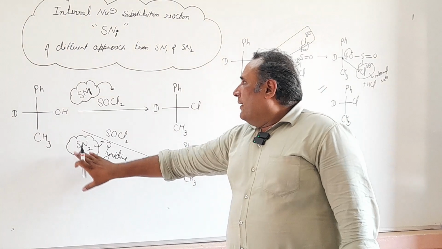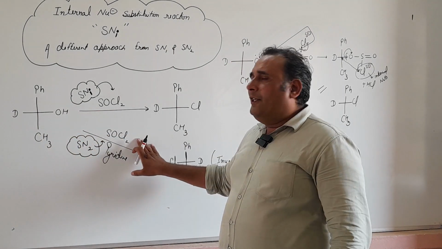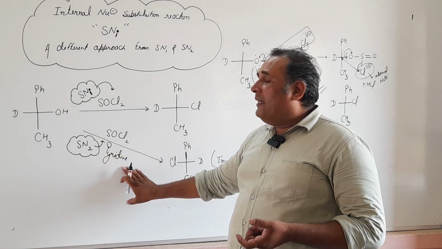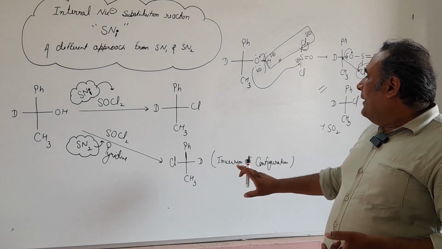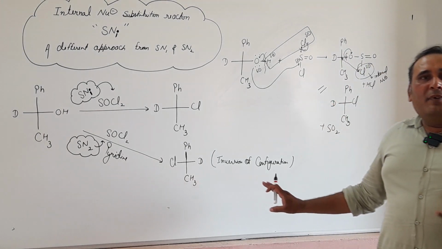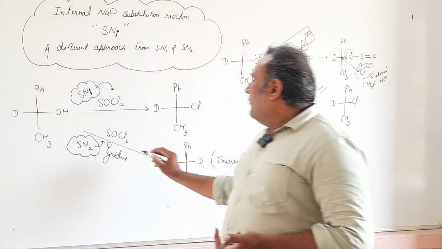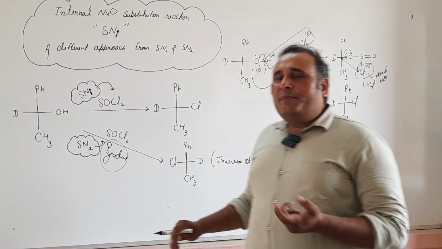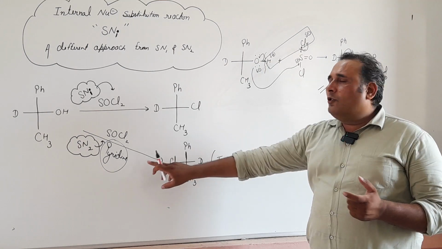Next is, if we react the same reactant with SOCl2 and if we are taking pyridine as a solvent, then there will be inversion of configuration product we will get. We will get inversion of configuration. So what is the reason behind that? What is pyridine doing? We are getting only inversion of configuration product in the presence of pyridine.